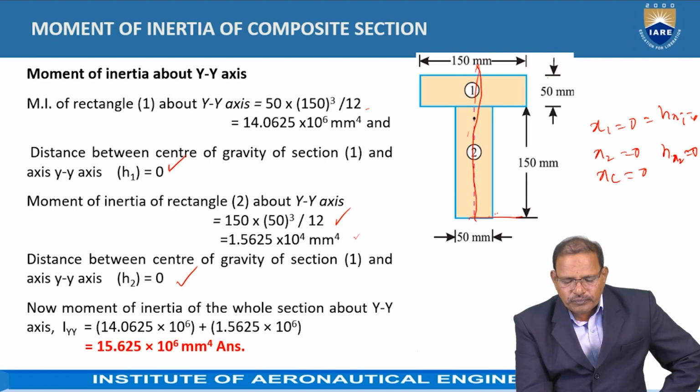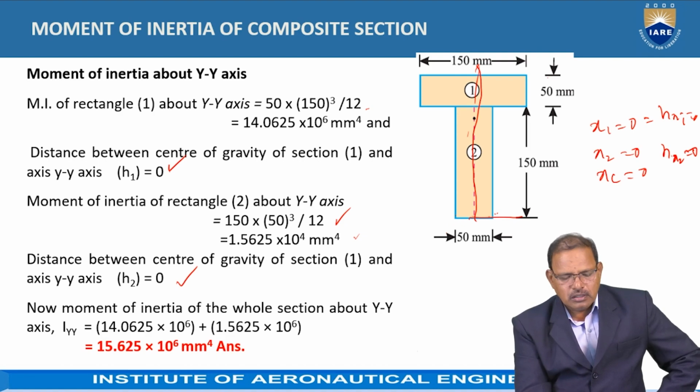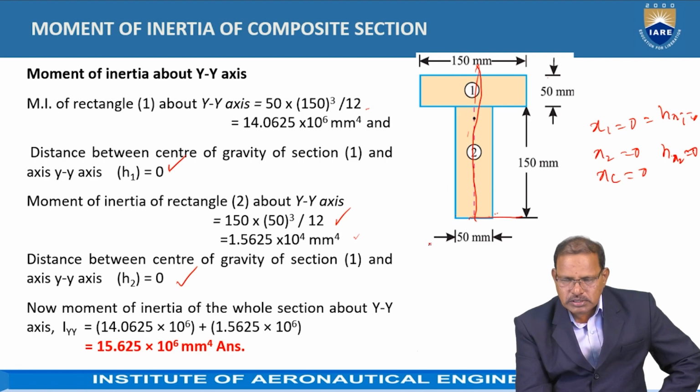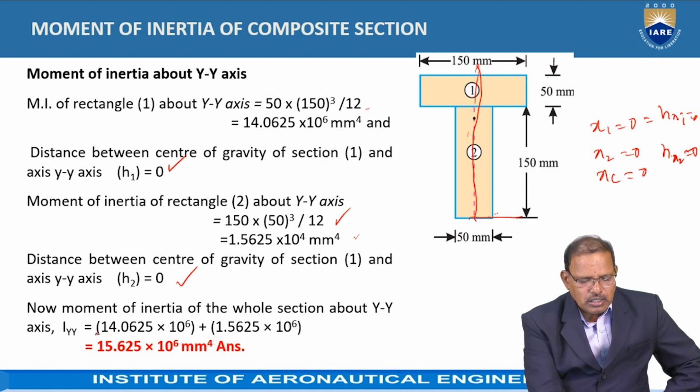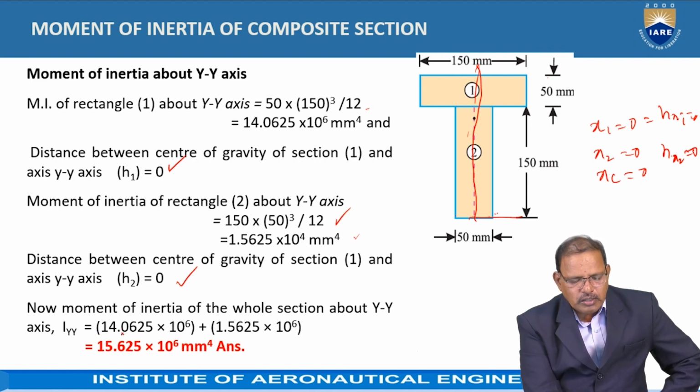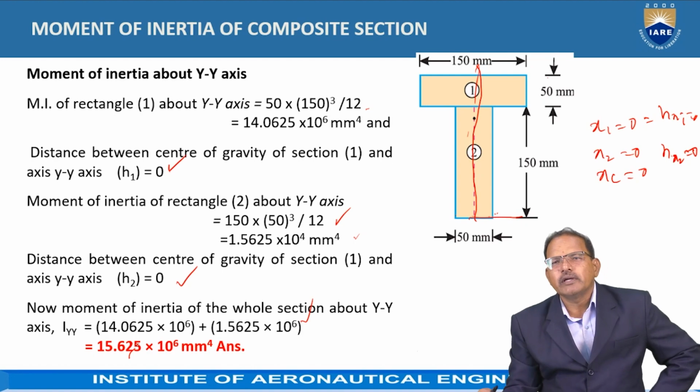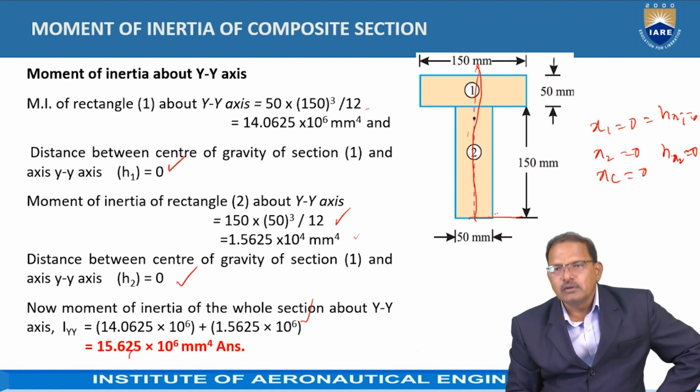Since the centroid of the first element, the second element and the entire composite section are in the same plane, according to the Parallel Axis Theorem, the moment of inertia of the entire composite section about the y-axis is equal to the sum of the moments of inertia of the first section and the second section, because they are not separated by any distance. Iy = 14.0625 × 10^6 + 1.5625 × 10^6 = 15.625 × 10^6 mm^4.